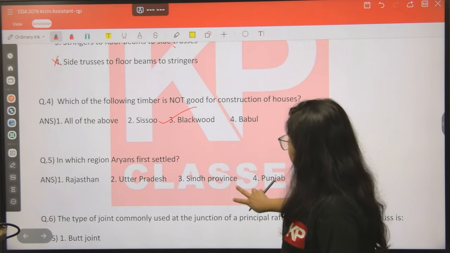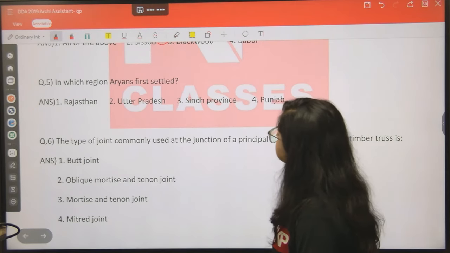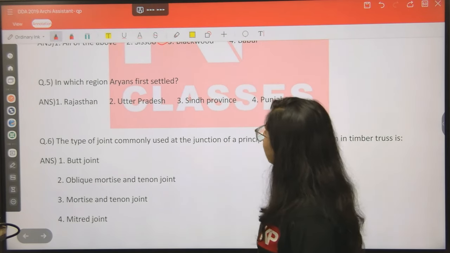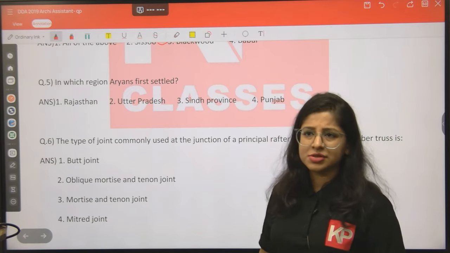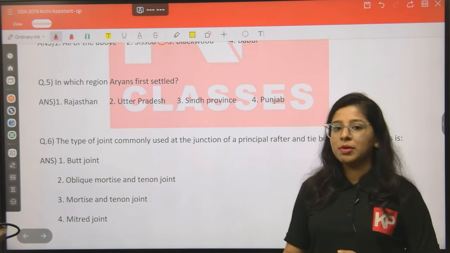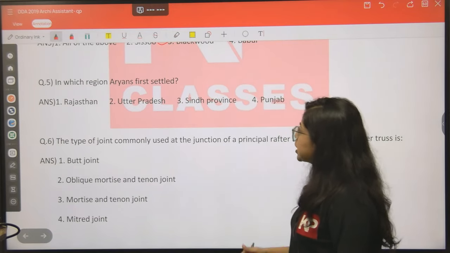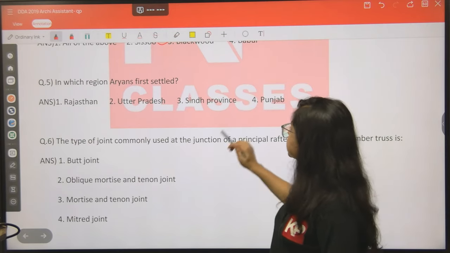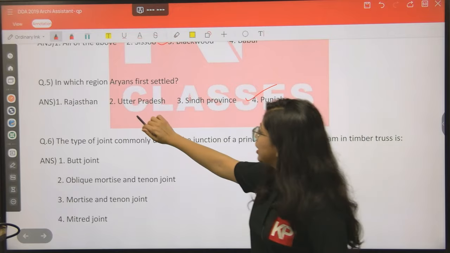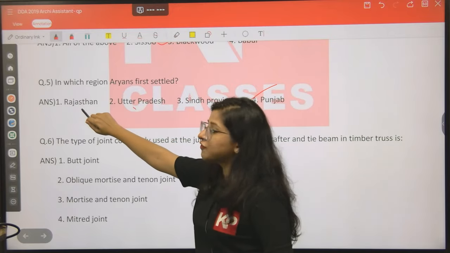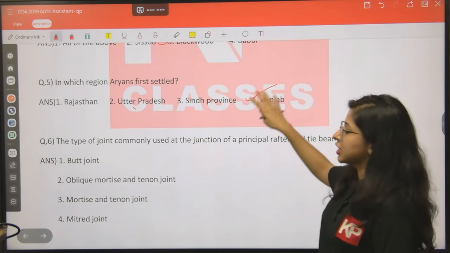Okay, fine. Question number 5. In which region did Aryans first settle? They are asking in which region the Aryans settled first. Again, this is a little bit of history. When you study history and civilization, you will read about it a little. So basically, when the Aryans came in, they first settled in the Punjab region. So the answer will be Punjab. Definitely not Uttar Pradesh. Don't get confused with Rajasthan. Maybe you might get confused with Sindh province, but it's actually the Punjab region.